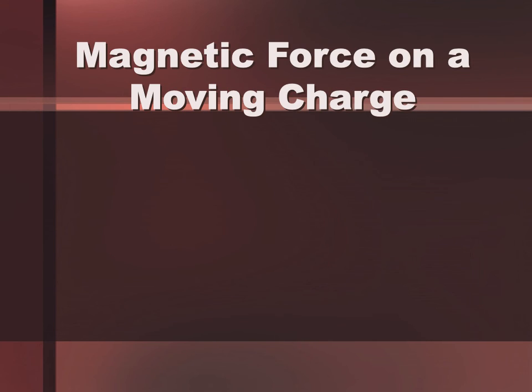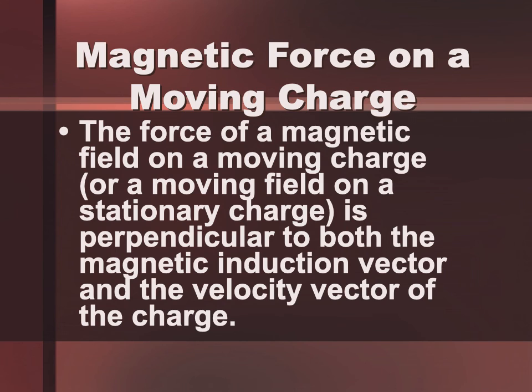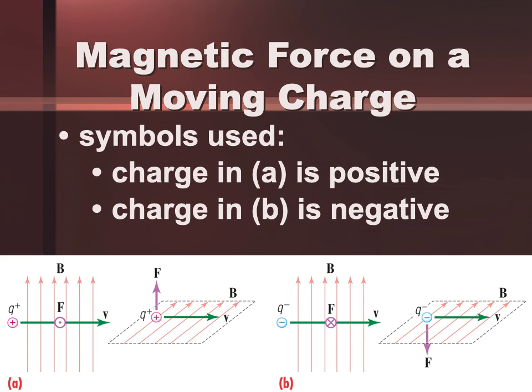Okay, so magnetic force on a moving charge, and continuing. The force of a magnetic field on a moving charge is perpendicular to both the magnetic induction vector and the velocity vector of the charge. I actually included that in the earlier review question. It's always perpendicular both to the velocity and the magnetic field. So here are some pictures, and we're going to use some symbols here.